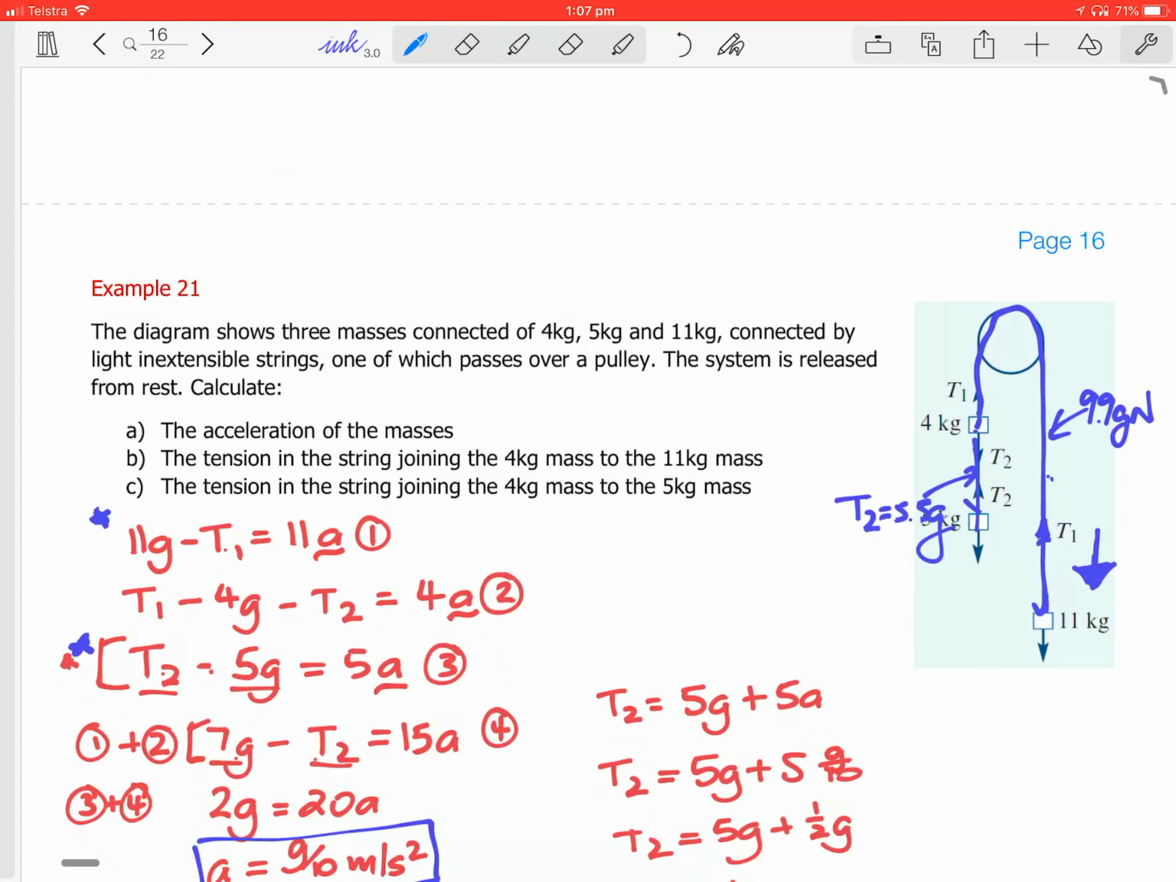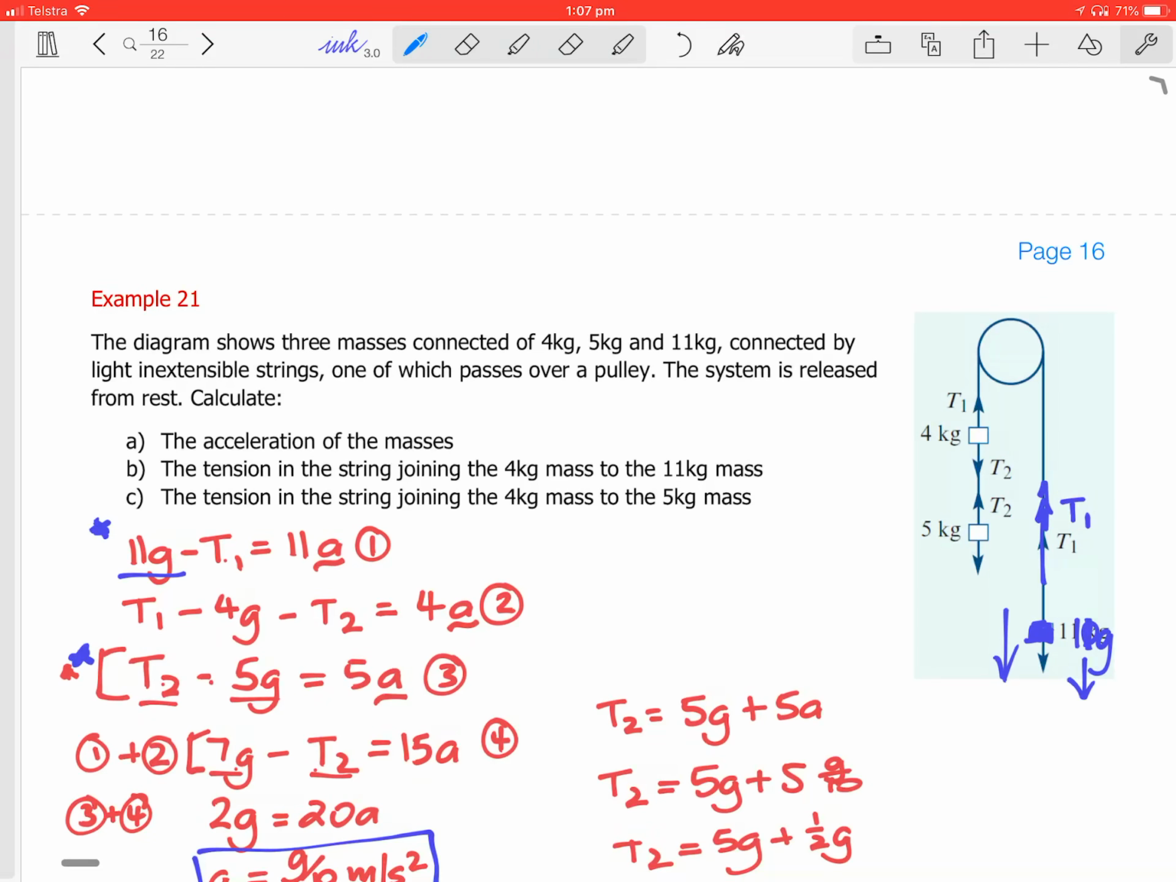So in this case here, we had our 11 kilogram force. So that was 11G going down. And then we had T1 going up, but we were saying the system is accelerating down. So 11G, did I put 10? 11G minus T1, that force up there, is equal to our 11 kilos mass times our acceleration.